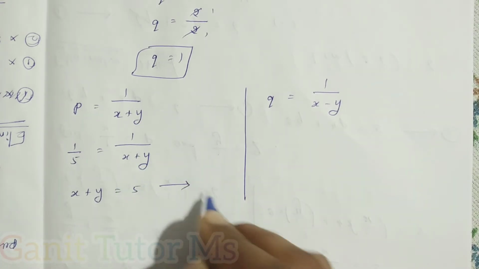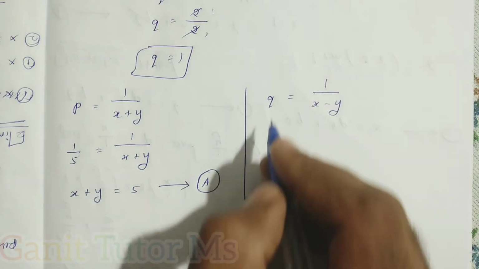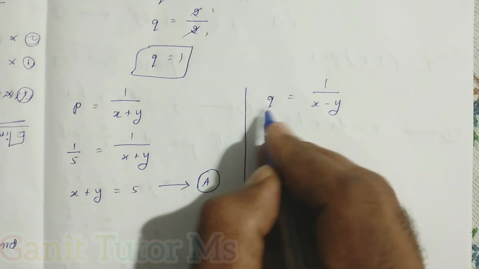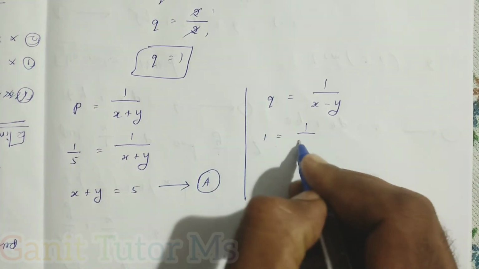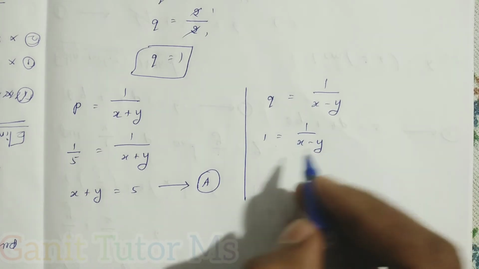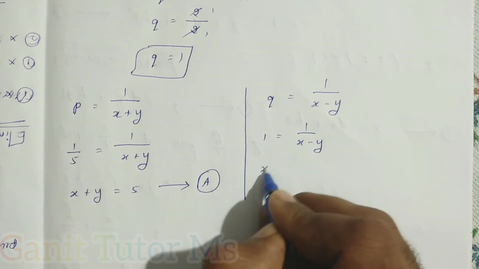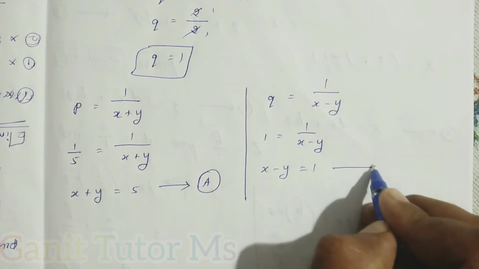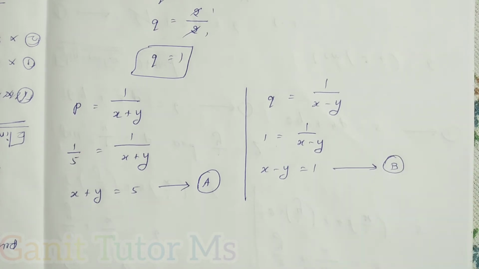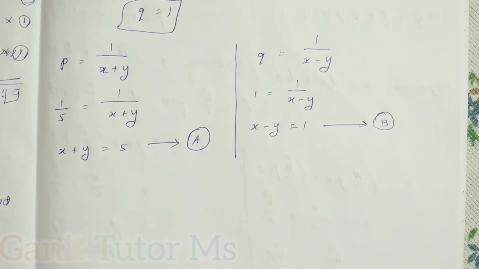Here you can mark it as equation A. Next, here what we find out is the q value 1. So 1 is equal to 1 by x minus y. Then cross multiplication, x minus y is equal to 1. You can mark this equation as B. Clear? Now we want to find out the x and y value.